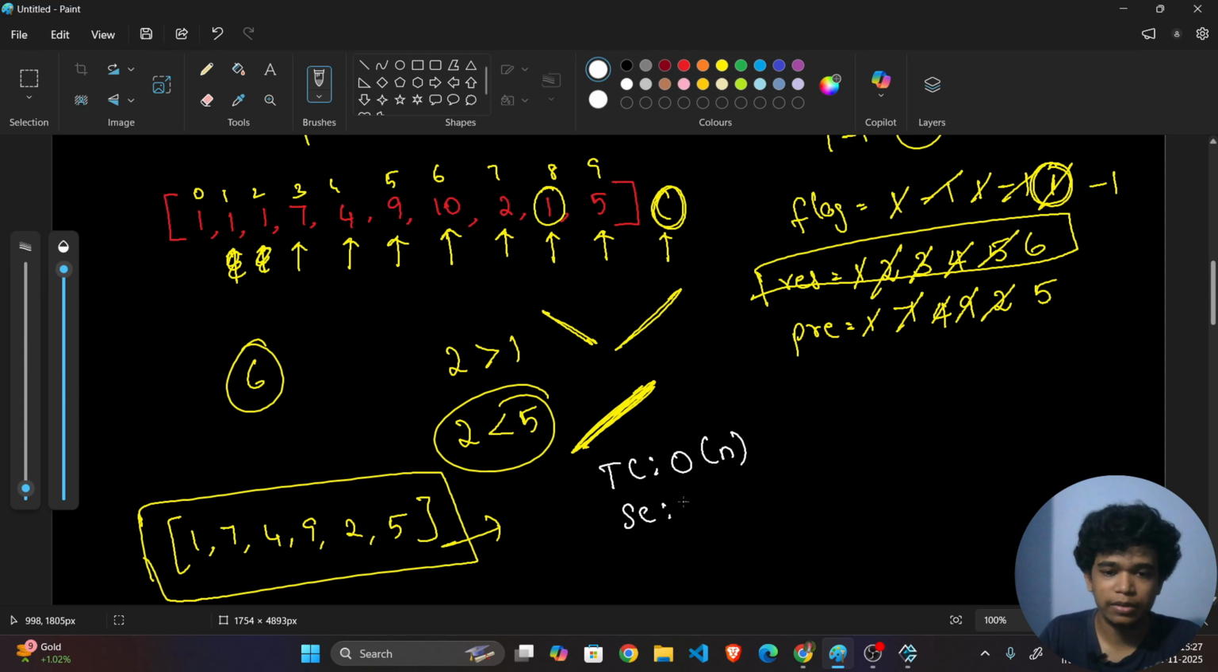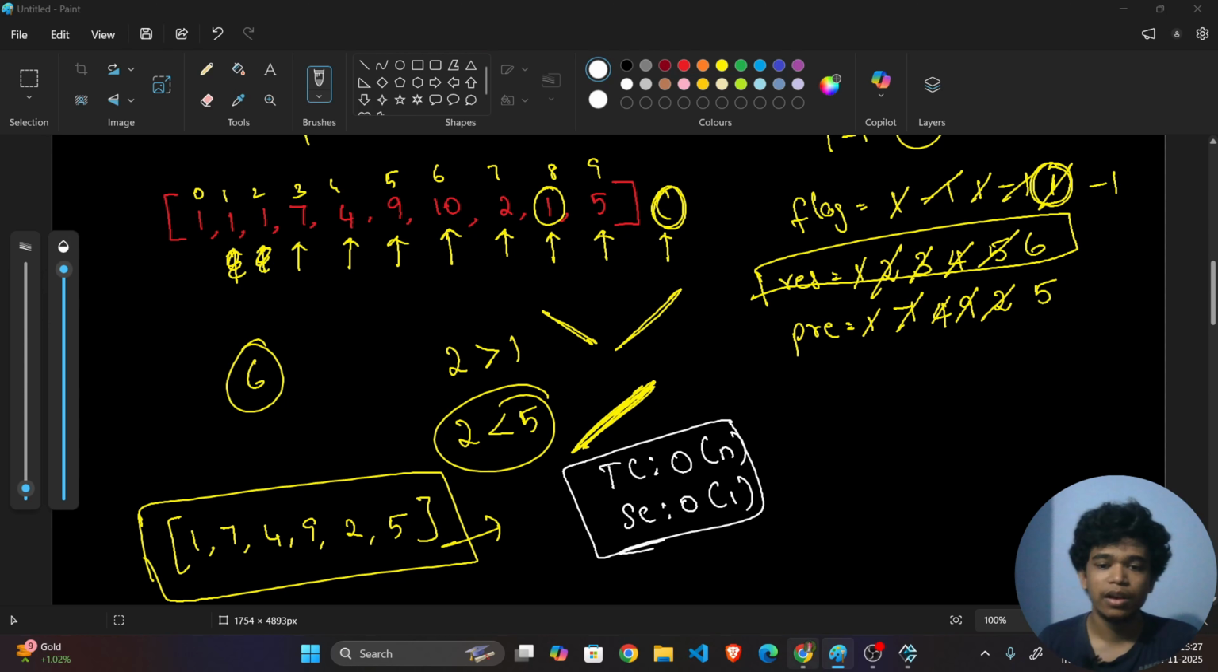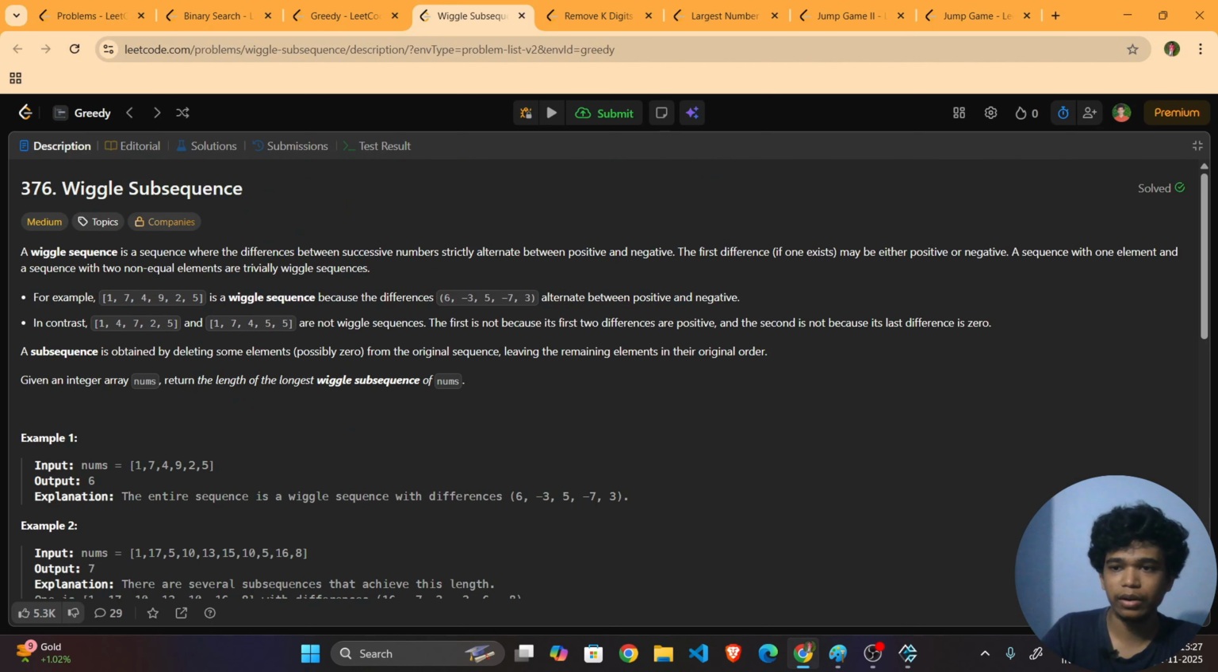And what is space complexity? It will be O(1). So this is the time and space complexity analysis. Now let us see the code so that it will be more clear.